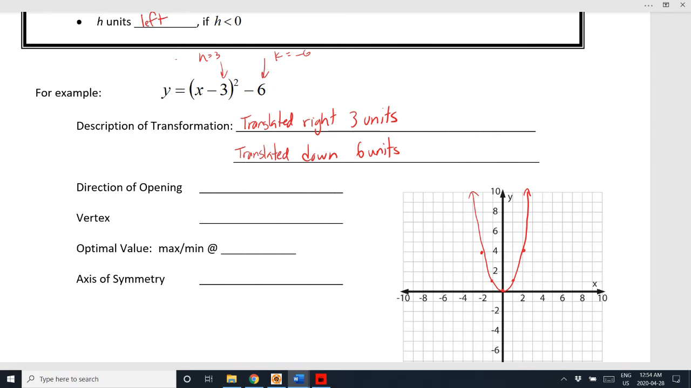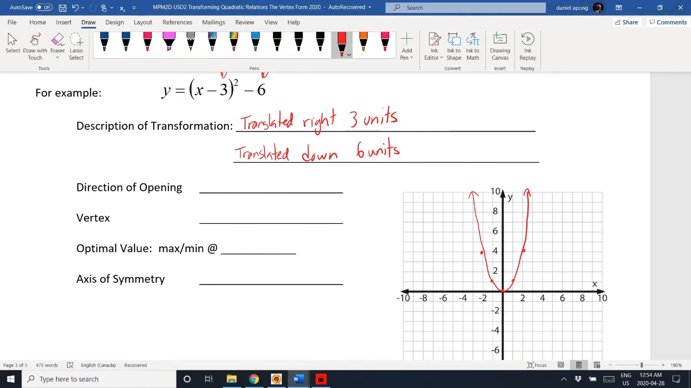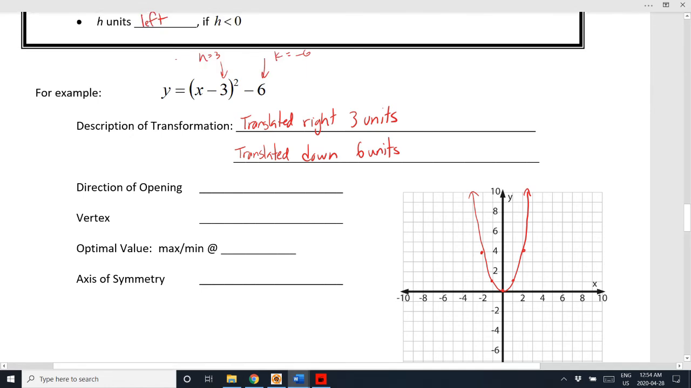You can do this and draw them each step. So you can do the 3 units right first, and then draw that, and then draw the 3 units down. Or you can do it in one step. It's up to you. I'm going to try it in one step here. So whatever you're comfortable with. So we're going to go right 3 units and down 6. So let's go 1, 2, 3 units right and down 6. 1, 2, 3, 4, 5, 6.